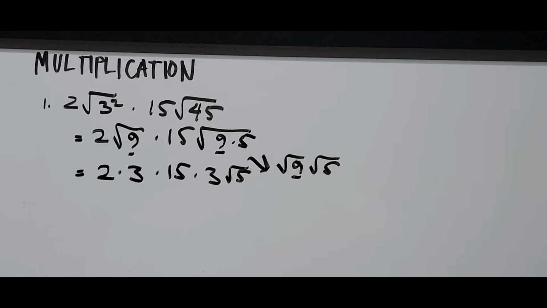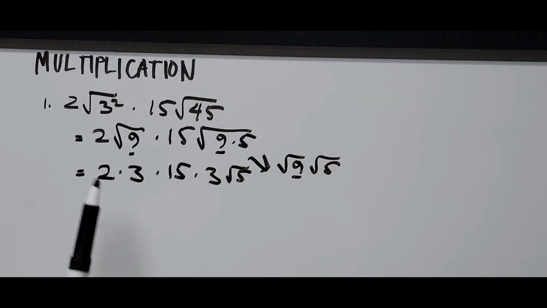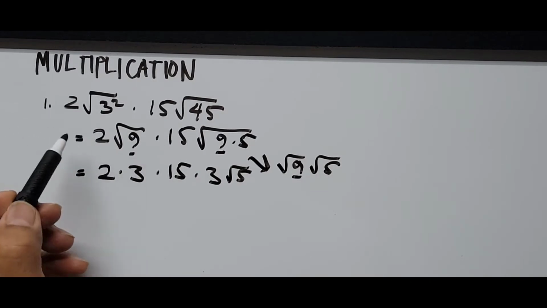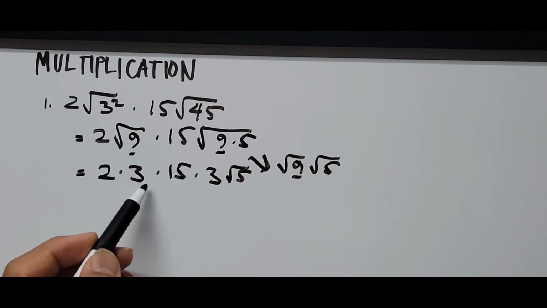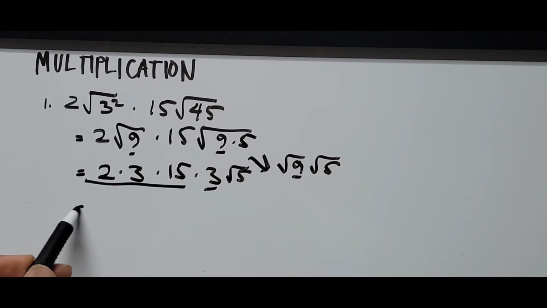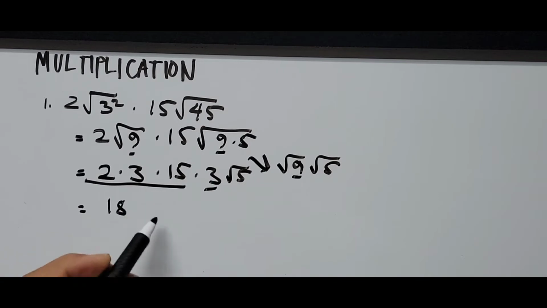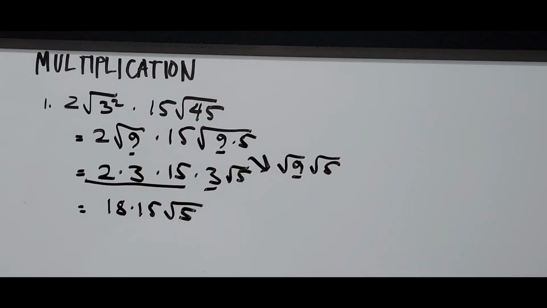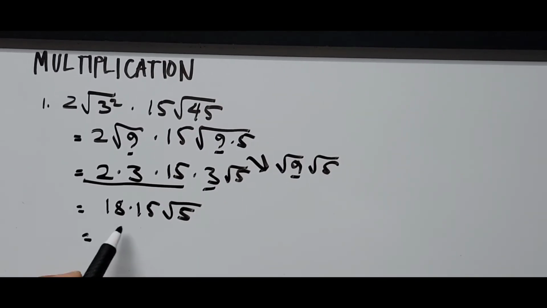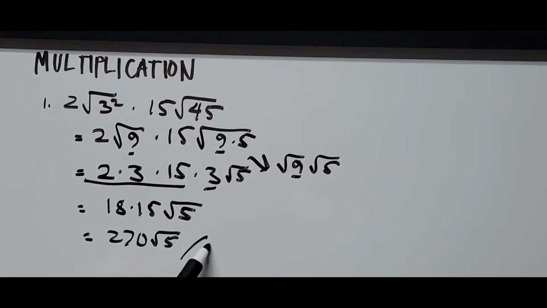Now in multiplication of radicals, all we have to do is just multiply all the terms and their coefficients. That's what it is in multiplication. So we start multiplying the terms now. That is 3 times 3, 9, times 2, 18, times 15 square root of 5. And this one is 18 times 15, that is 270 square root of 5. So that's the answer.